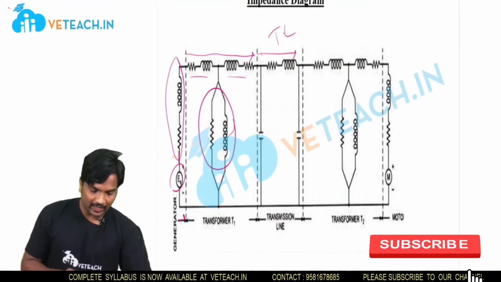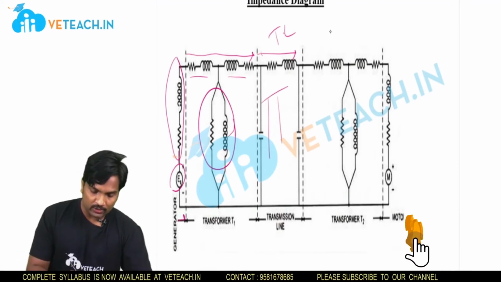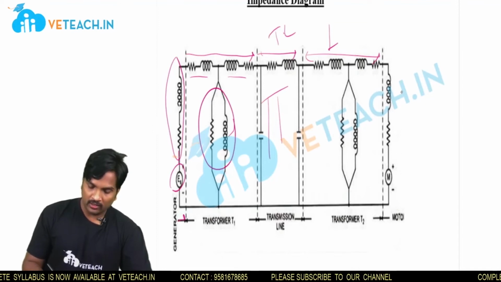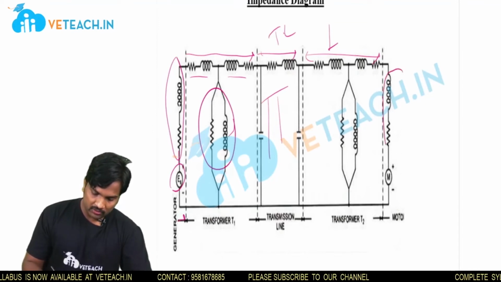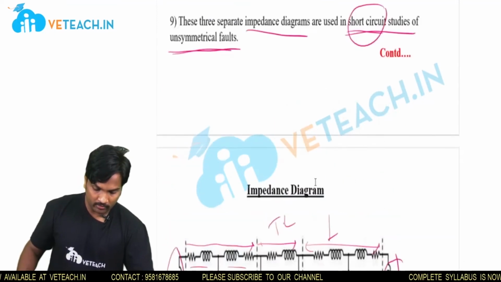Transmission line is represented in the form of pi network. And again, we have transformer T2 up to here. Okay, and we have a motor here, where the impedance is connected in series with the motor. Okay, I will show you the single line diagram first.